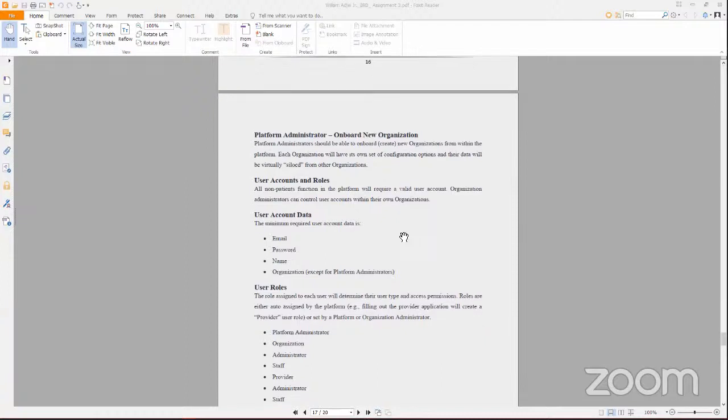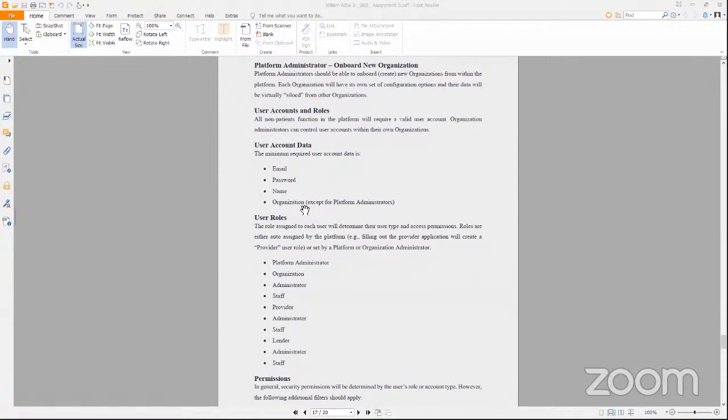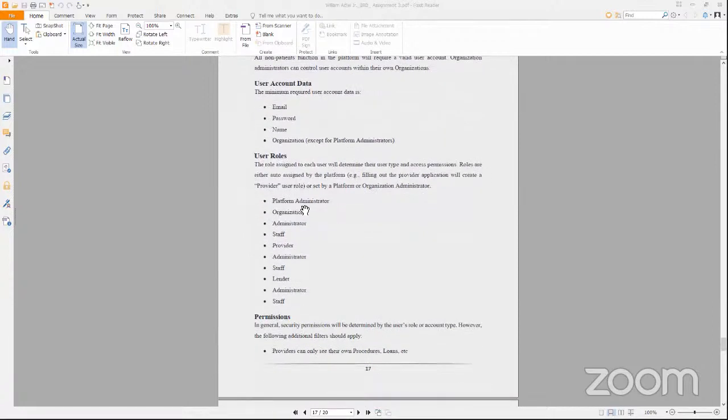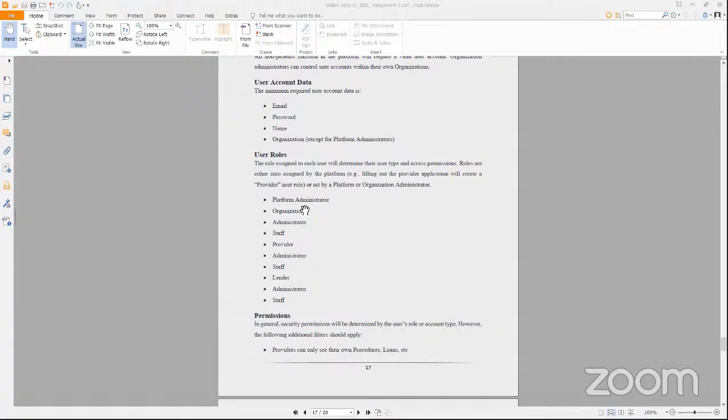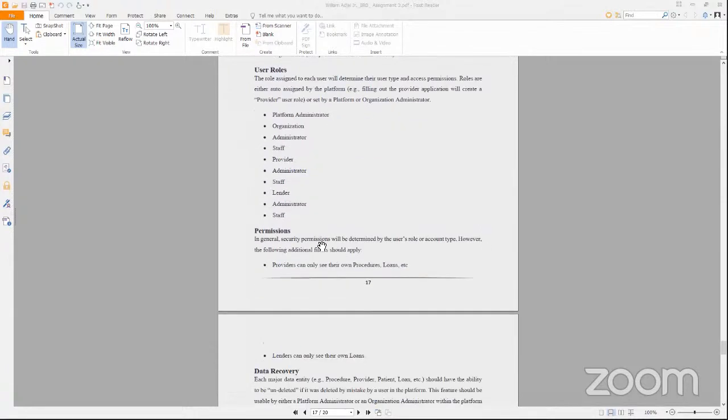So over here, all non-patients functioning in the platform will require a valid user account. So we have the user account data here for the email, password and your name and the organization you come from. We have the user rules over here. So the role assigned to each user will determine their user type and access permission. So rules are either auto assigned by the platform or set by a platform administrator. And we have the processes here.